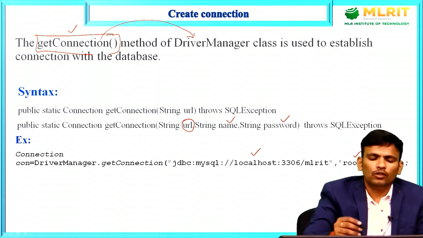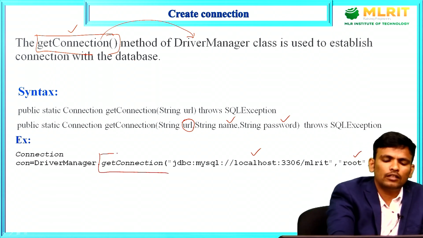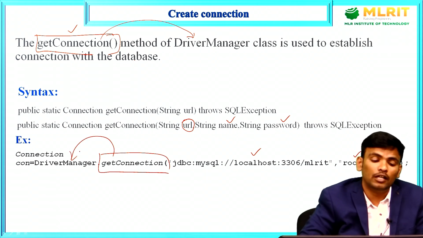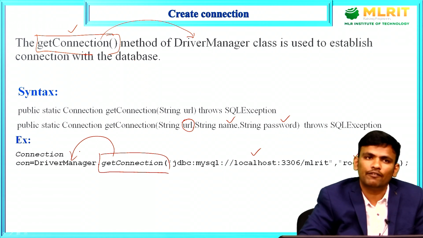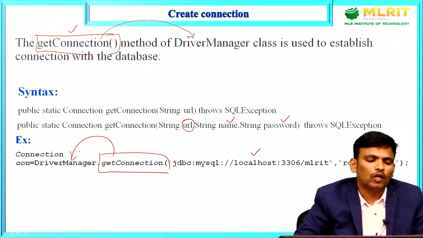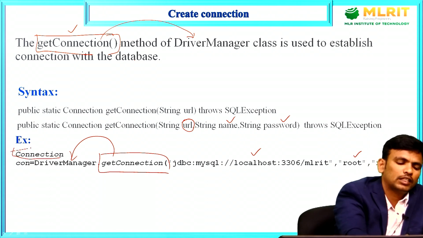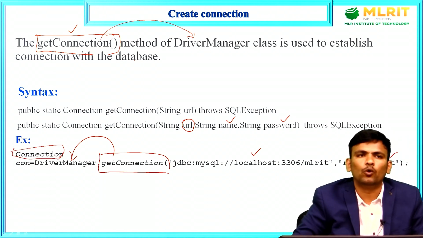Okay, so here you are using the getConnection method. This getConnection method is a part of the DriverManager class, so that's why I'm calling it by using the class name, and this getConnection method will return the Connection object. So that's why I'm holding it in a connection.